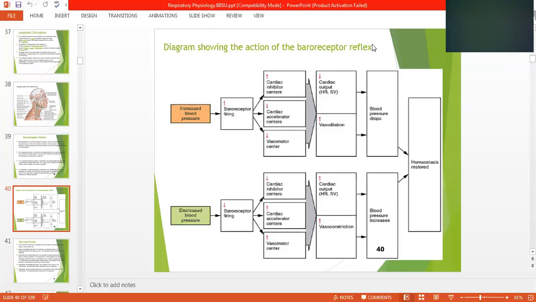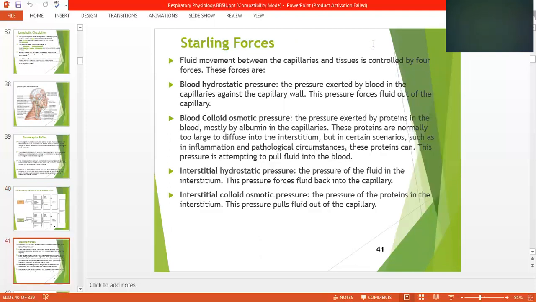In the same way, if there is an increase of the blood pressure, this phenomenon will take place, which is shown over here. And if there is a decreased blood pressure, then baroreceptors firing will stimulate cardiac inhibitory centers, cardiac acceleratory centers come in action, vasomotor centers, cardiac output, and vasoconstriction, blood pressure increases, homeostasis. So decrease and increase will balance towards the normal side.